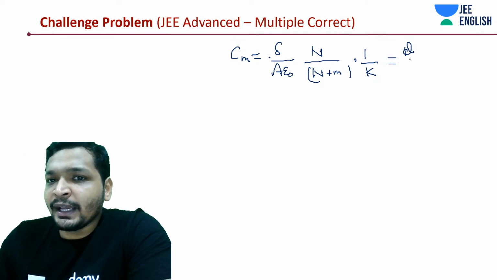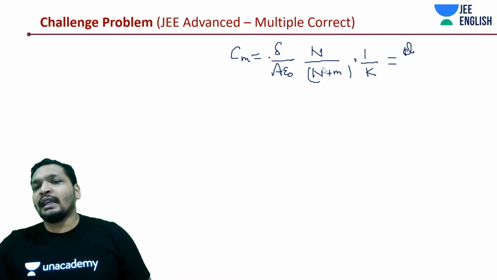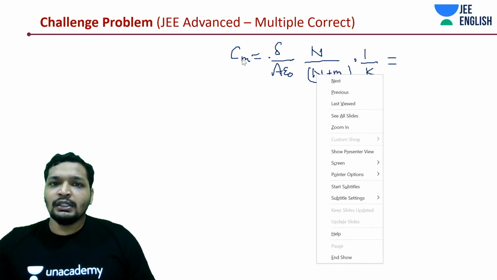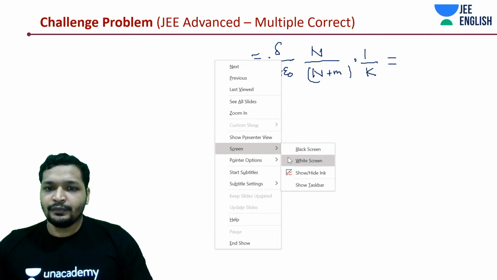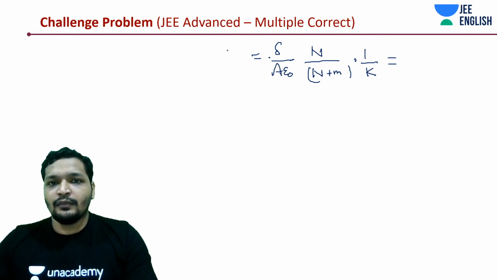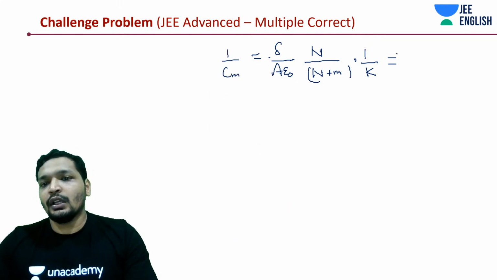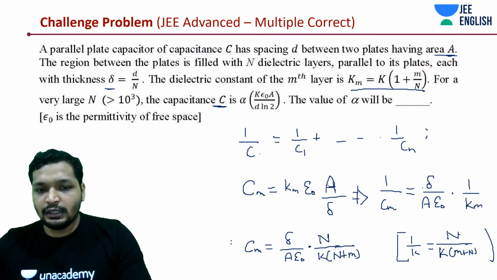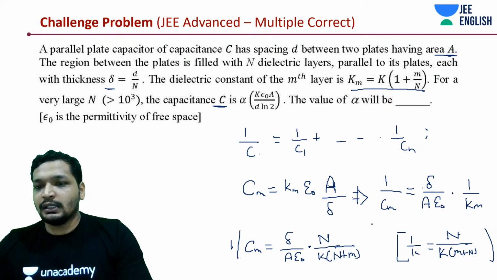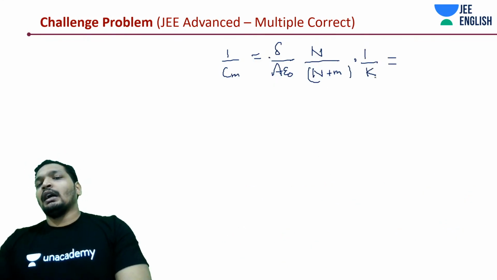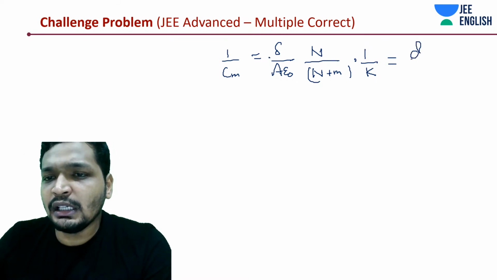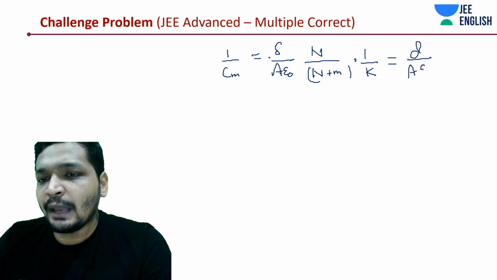So delta is d by n. D by n, n would get cancelled out. Sorry, this is 1 by Cm, guys. This is Cm, this is 1 by Cm. Okay, and d by n, n would get cancelled out. This would be d divided by A epsilon naught n divided by n plus m.